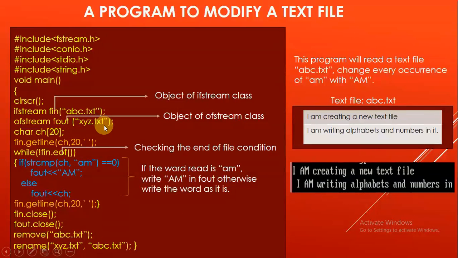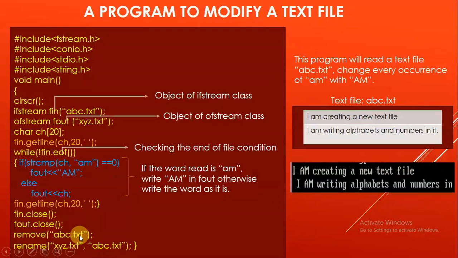It is very difficult to remember all the names. Every time I make some modification, a new file will be generated. So I will rename it by the old name, so that I will remember my old name. So I am saying rename xyz.txt abc.txt. So xyz.txt will be renamed to abc.txt.